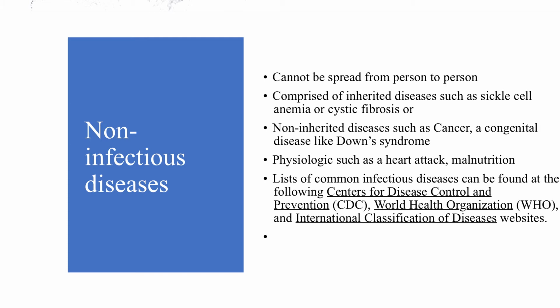Cancer is a non-inherited genetic disease. It's caused by mutations in the actual genes themselves of the cells. Congenital diseases like Down syndrome, which is a chromosomal abnormality, also called trisomy 21, where there are 3 chromosomes in the 21st position, are non-inherited diseases, but they are genetic. Physiological disease like a heart attack or malnutrition is also a non-infectious disease.